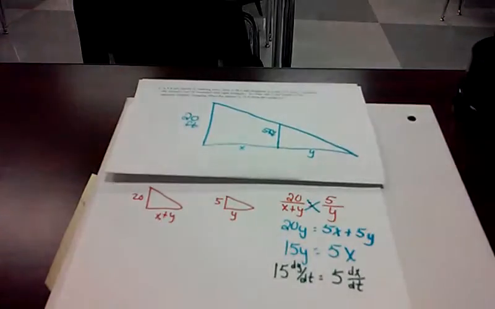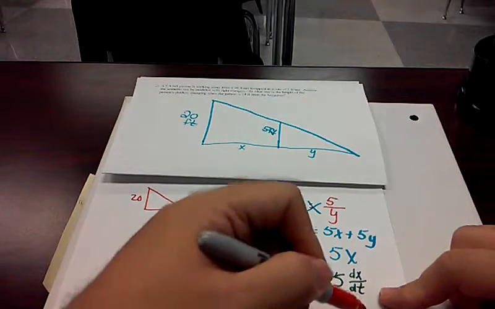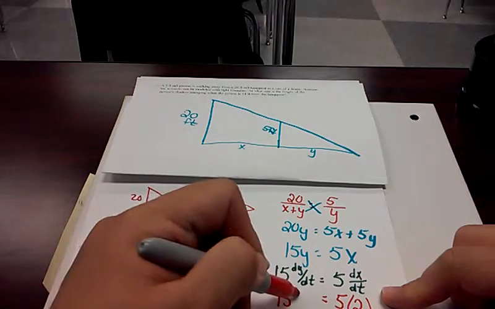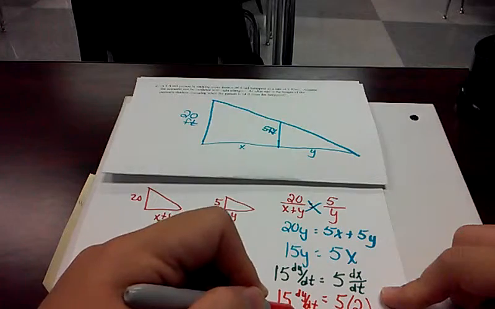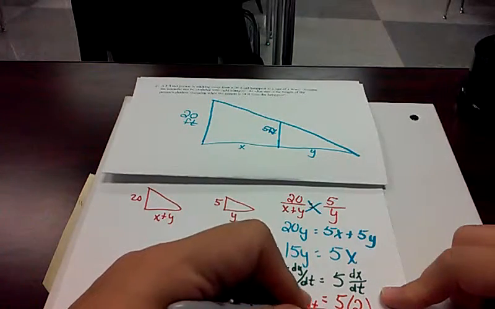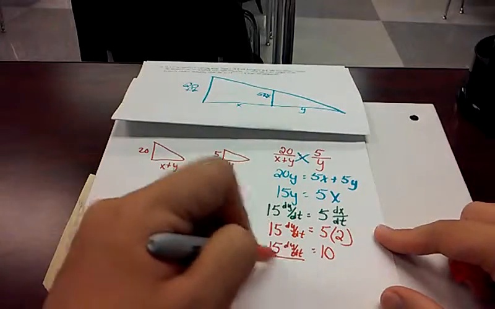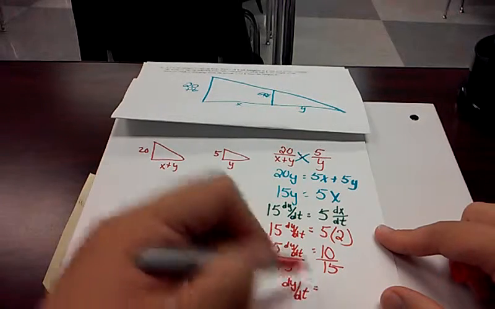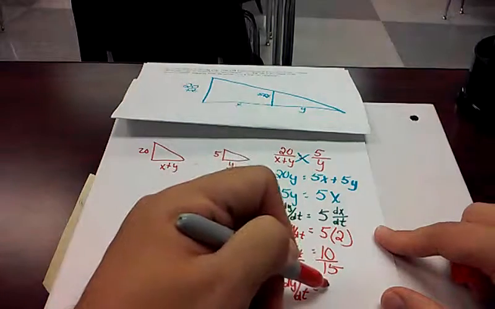All right, so let's plug that in. dx/dt would be 2 feet per second. And then you want to solve this for dy/dt. So I'm going to get 15 dy/dt is equal to 10. And then to solve this for dy/dt, I'm going to just divide by 15. And so that'll give me the derivative of y with respect to t: 10 over 15, that reduces down to 2/3.